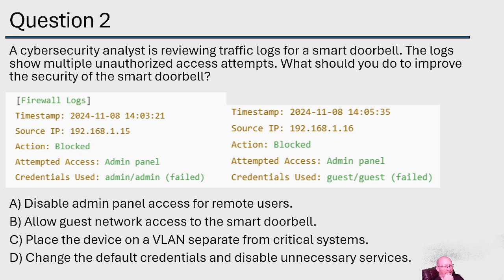Of the three, let's get rid of one. I feel like disabling the admin panel for remote users is probably the wrong answer. You would want remote access for the admin panel, to be able to go in there and change things. If you disable it completely, how do you get access into it? You'd have to hook a cable up to it, and most smart doorbells don't actually have that. So I'm not sure this is a viable answer. I would discount A. It's got to be between C and D. Those are our two front runners.